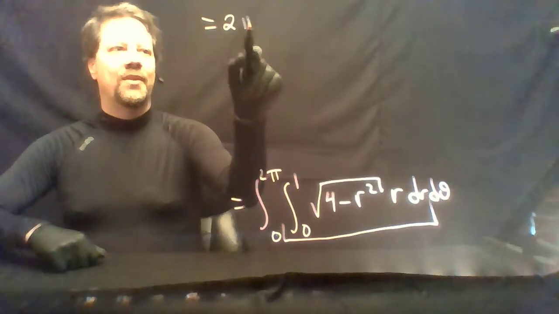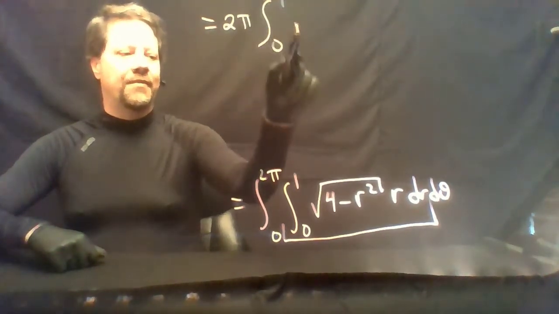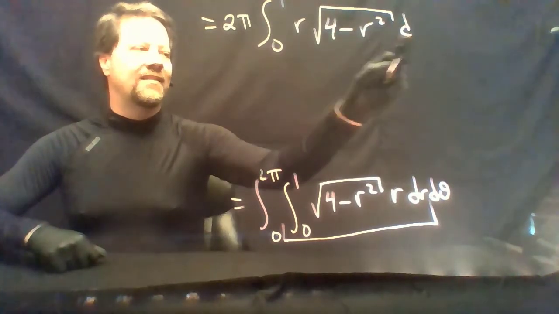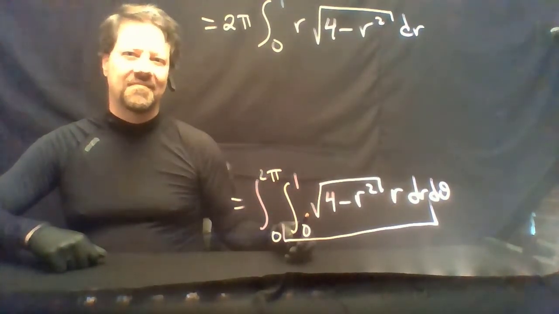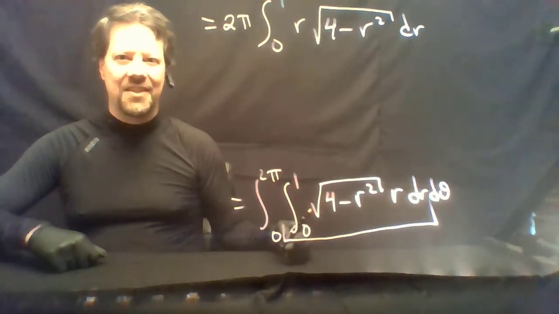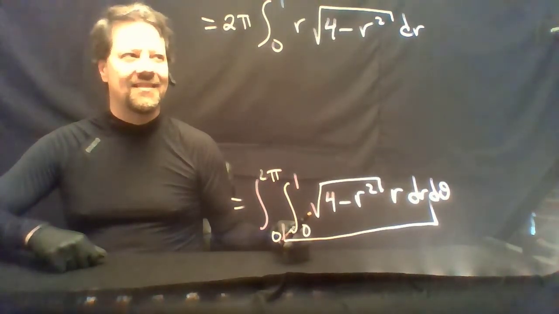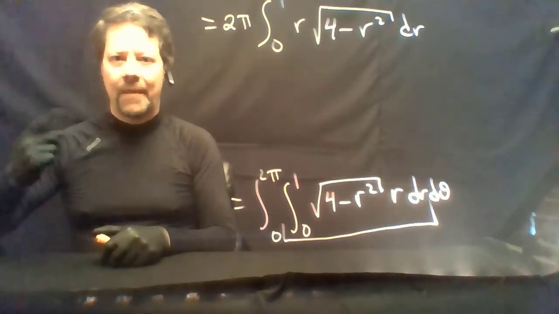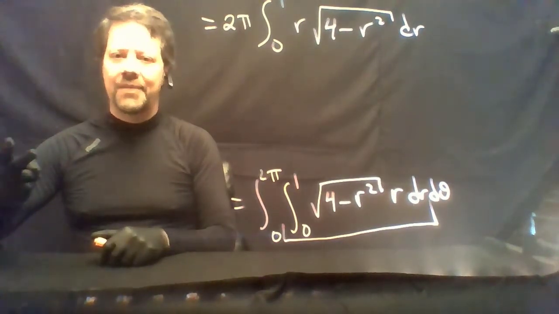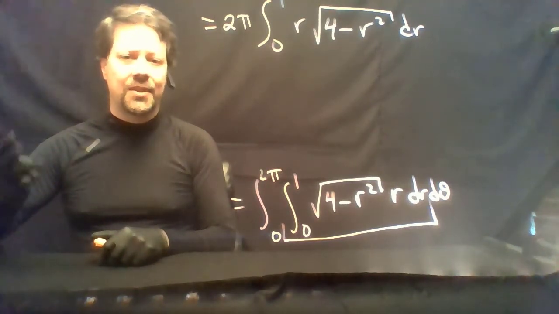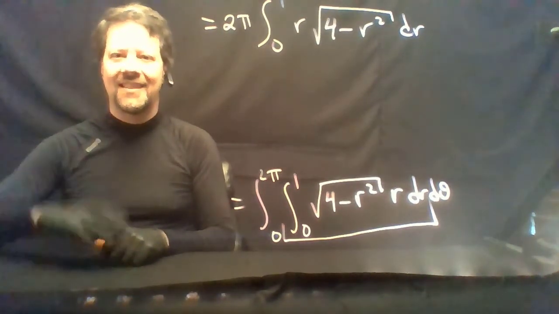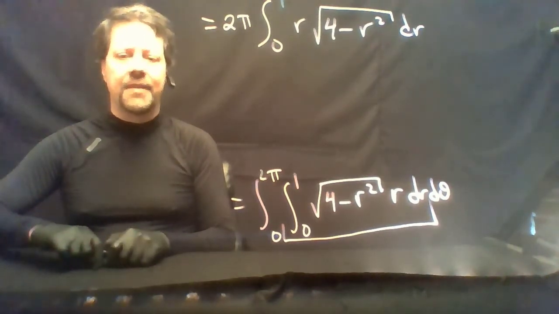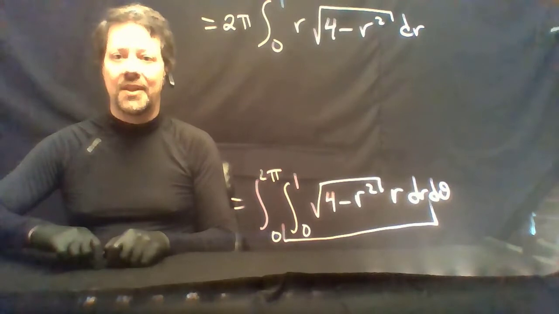We have then 2 pi times the integral from 0 to 1 of r square root 4 minus r squared dr. Name the method of integration. You have basically 4 methods of integration. You have use substitution, integration by parts, trigonometric substitutions, and partial fractions. You should probably think of them in the following order. If you have the derivative of something lying around, it's a u sub.